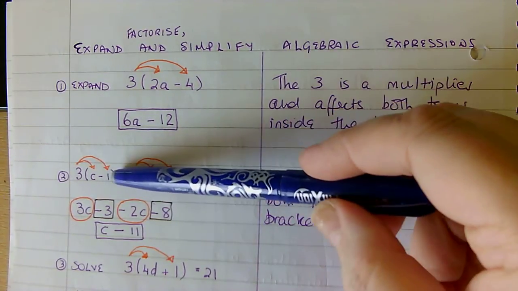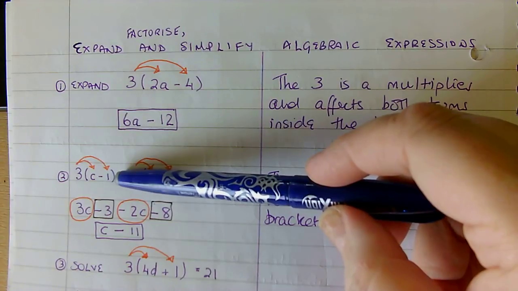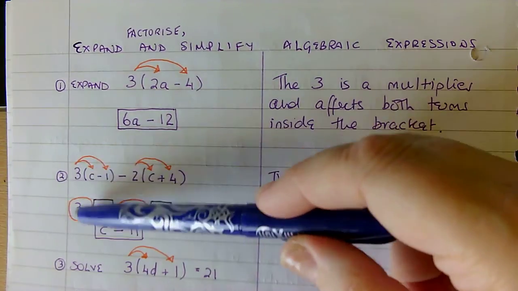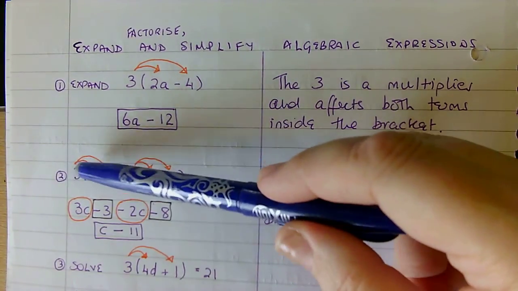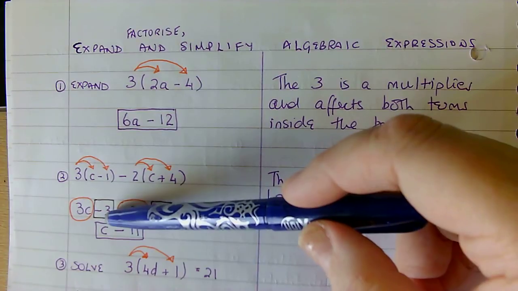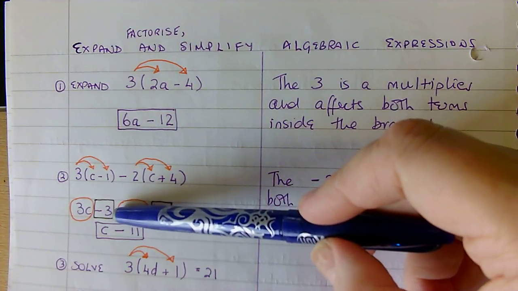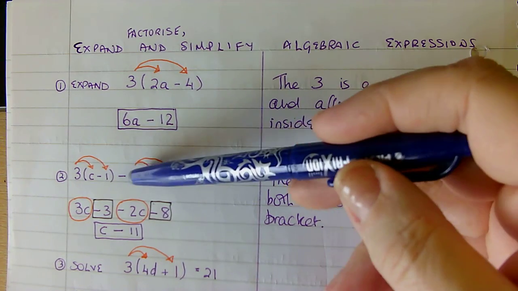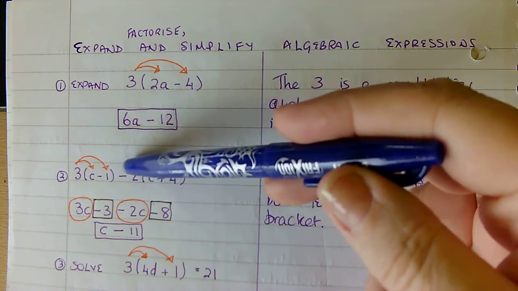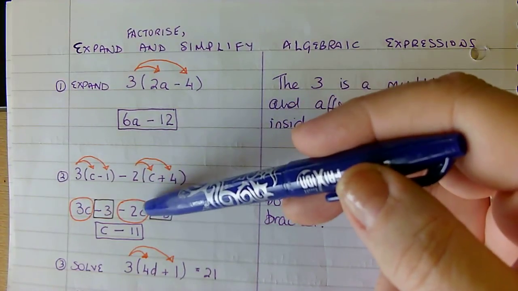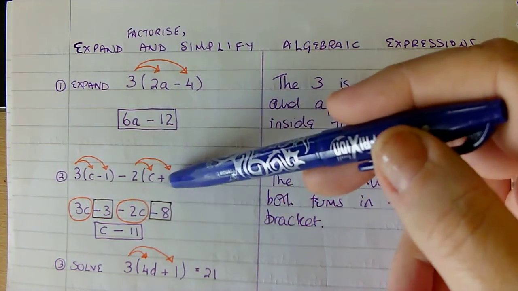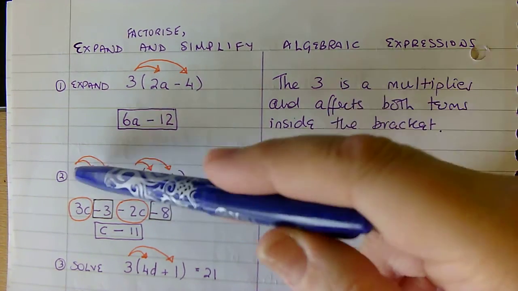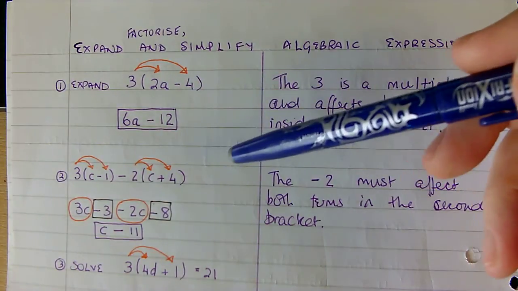So let's look at this first bracket first. We've got 3 brackets, c minus 1 close bracket. So that is 3 times c, which is 3c, and 3 times minus 1, which is minus 3. So that's where those first 2 terms come from. Then look at the second bracket, remembering that the minus belongs to the 2. So we have minus 2 times c, which is minus 2c. And we have minus 2 times 4, which is minus 8. So all those 4 terms have come from multiplying out those brackets there.